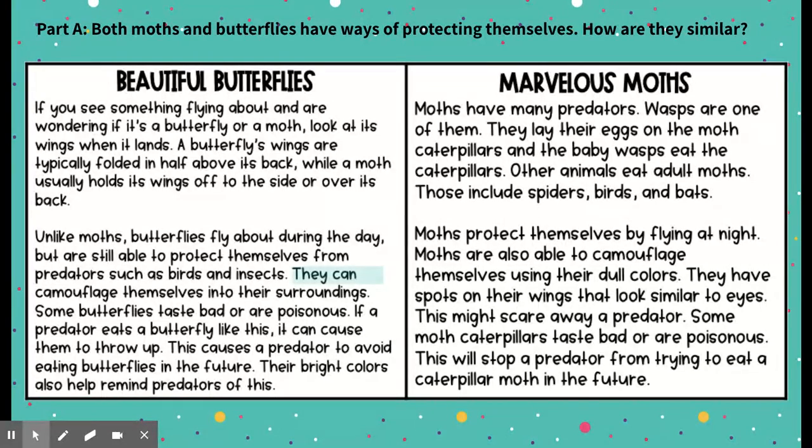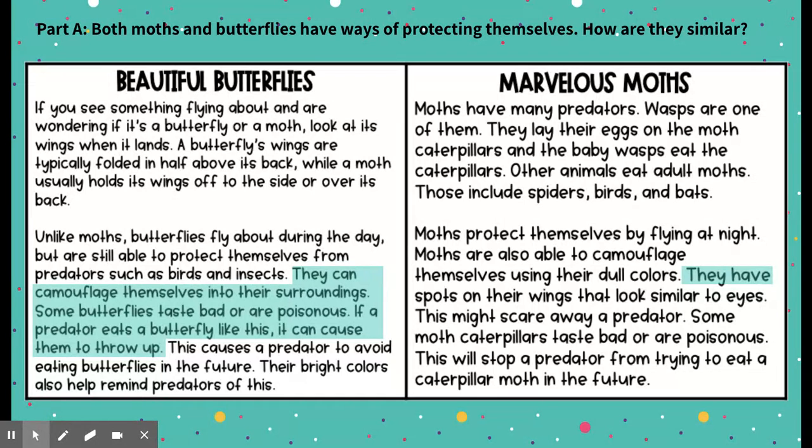They can camouflage themselves into their surroundings. Some butterflies taste bad or are poisonous. If a predator eats a butterfly like this, it can cause them to throw up. This causes a predator to avoid eating butterflies in the future. Their bright colors also remind predators of this. Okay, boom. As I was reading, I was highlighting, right? Because I was like, oh, this is it. This is how they protect themselves right there. So now I have a good idea of how butterflies protect themselves.